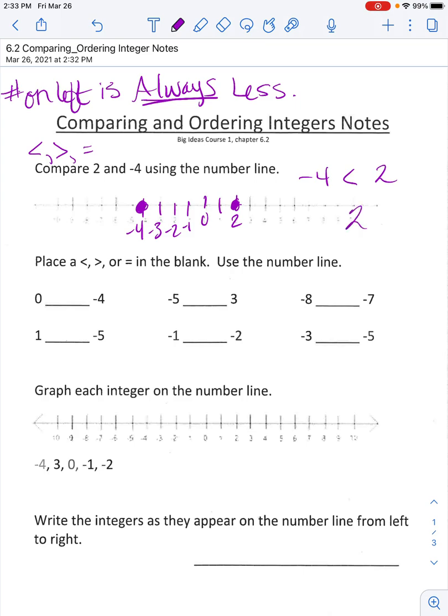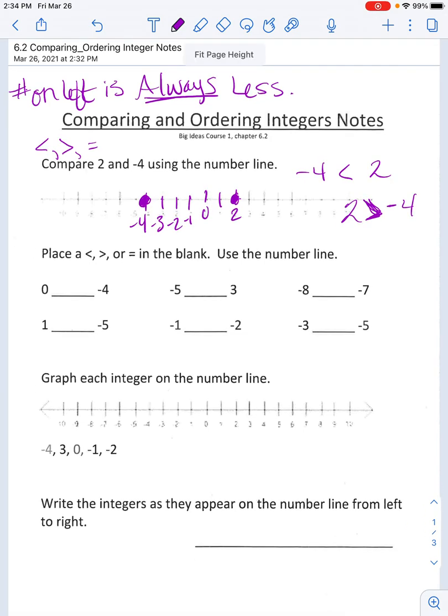If it's written the other way, 2 compared to -4, the arrow is always going to point to the smaller number, the number on the left. So 2 is greater than -4. Those two things say the same thing. The number on the right is always bigger, always greater. So you can use the number line above to do the next 6 problems.